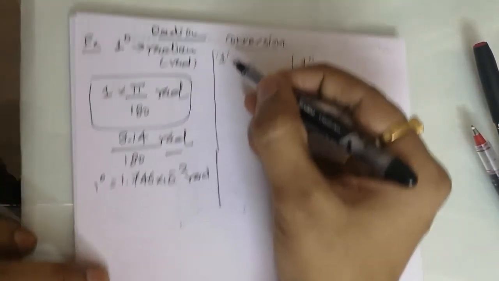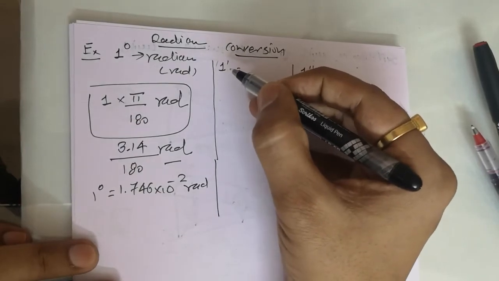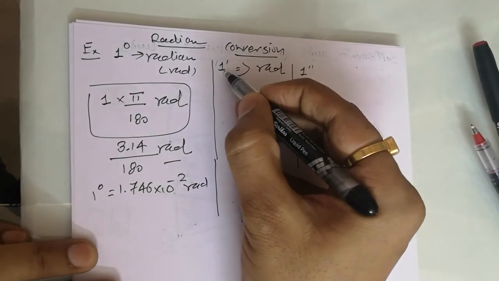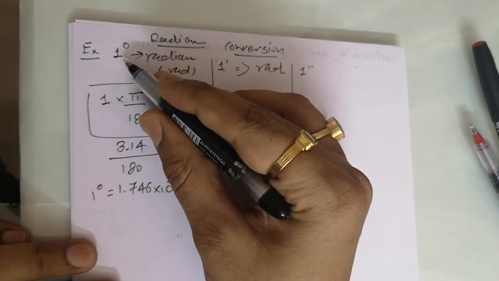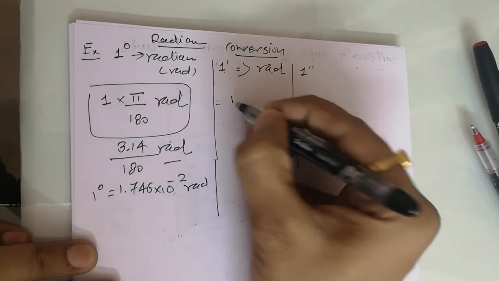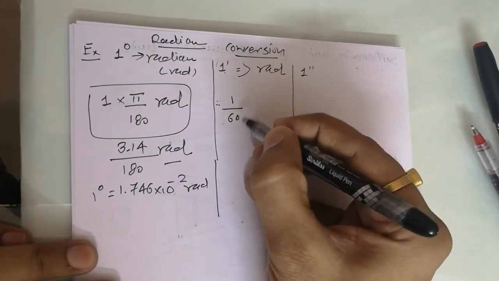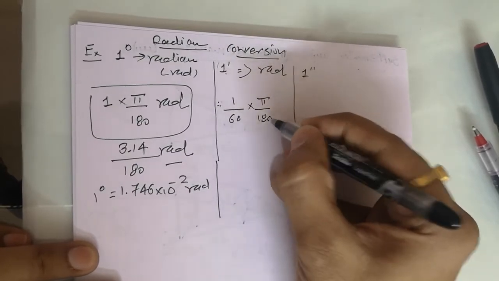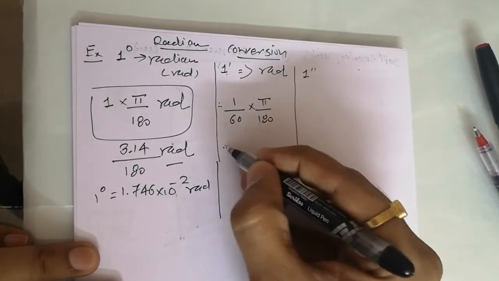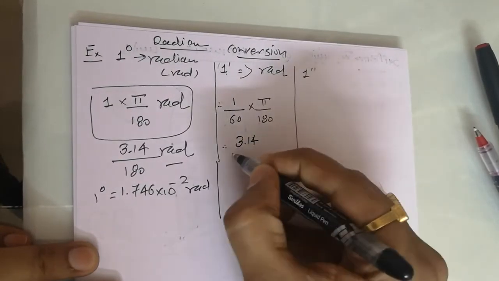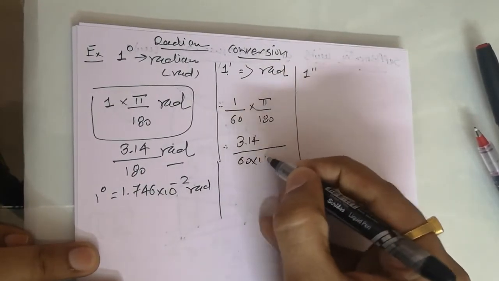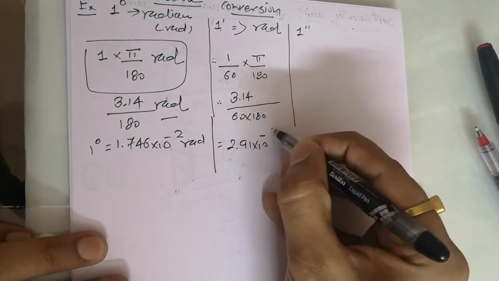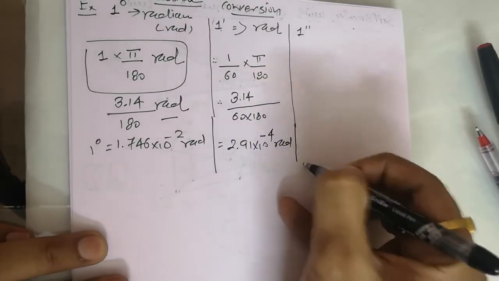Now I have 1 minute. I want to convert it into radians. So 1 minute to radian. First of all, converting from minute to degrees, I do 1 divided by 60, which is the degree conversion, and now multiply by pi by 180. So I can have 3.14 divided by 60 and 180, and I may get 2.91 cross 10 to the power minus 4 radians.